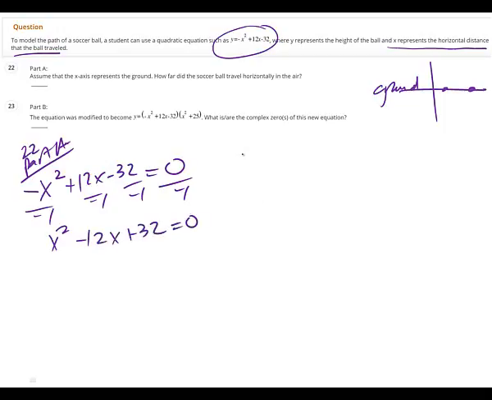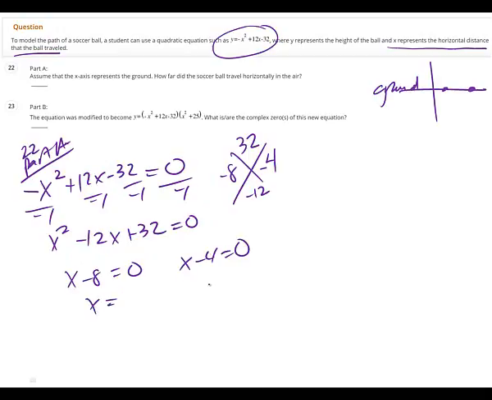That's a problem we know how to do. We've been doing that since day 2 of this class. What do you have to do with it? Magic x. So two numbers that multiply to 32 and add to negative 12. Negative 8 and negative 4. Good. So we have x minus 8 equals 0 and x minus 4 equals 0. So what are the two zeros? Okay. Now, that means that 4 and 8 was the horizontal distance it traveled, right?